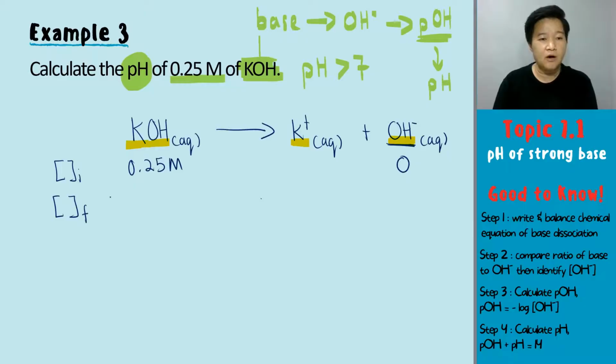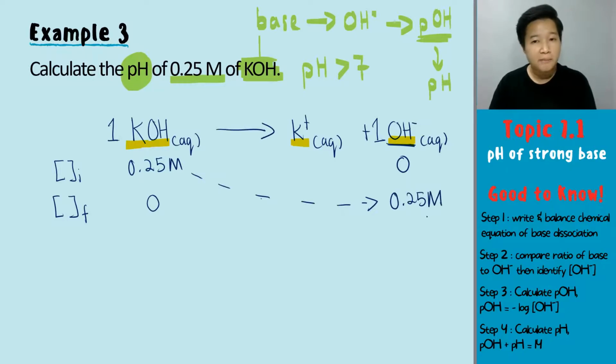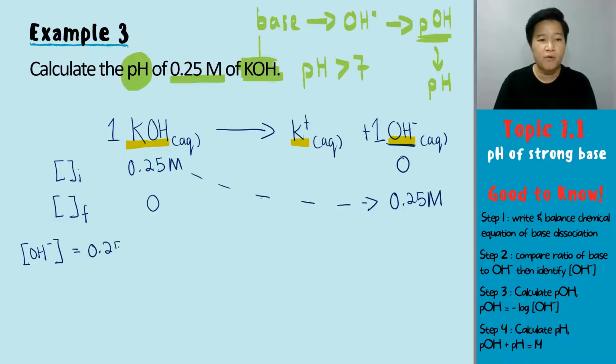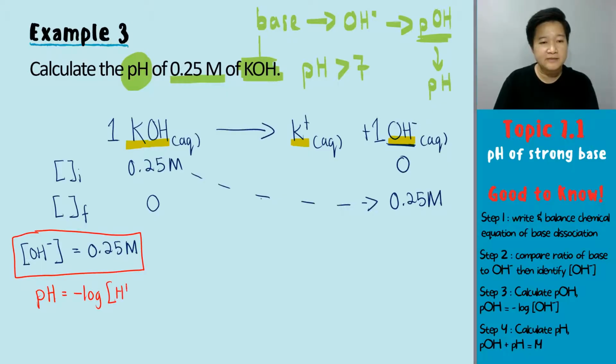And in the final, alright, at the end of the dissociation, your KOH will be 0 because everything will be completely dissociated into your OH minus. It's a 1-to-1 ratio. When it's a 1-to-1 ratio, it will then be 0.25 molar of your OH minus. From that, we know that the concentration of the OH minus in here is 0.25 molar. Okay? And guys, it's OH minus. So my question, can I use the formula pH equals negative log H plus? Can we use this formula? We cannot use this formula because we don't have the concentration of H plus. Can you see that right now? The only formula that we can use is pOH, due to the concentration of OH minus.